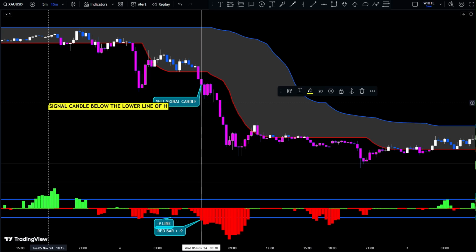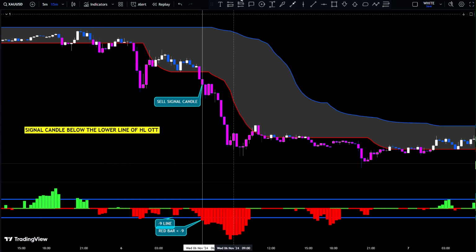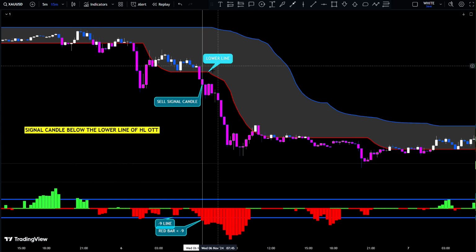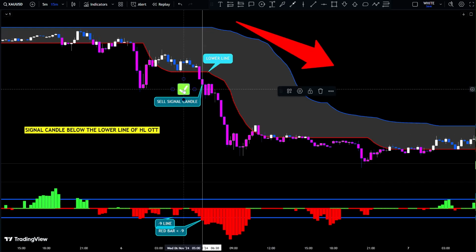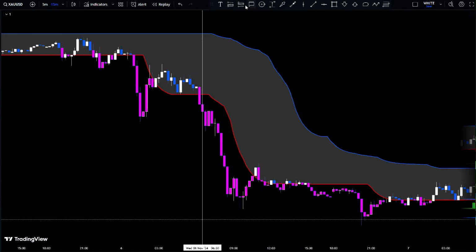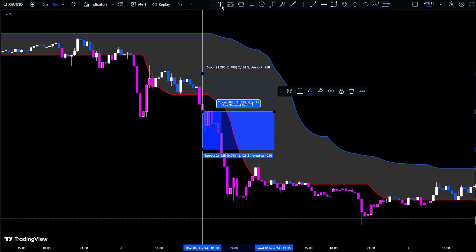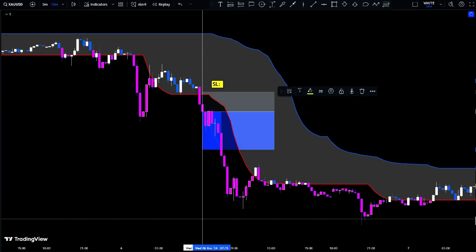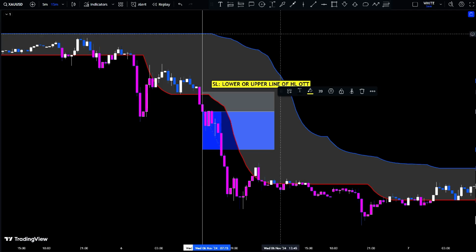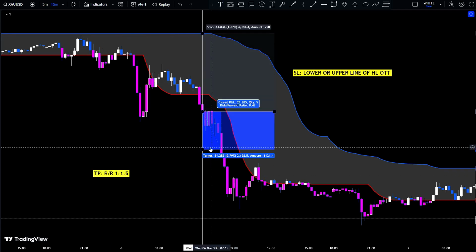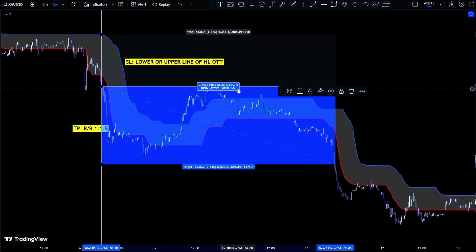If the signal candle's close price falls under the indicator's lower line, it validates the sell signal, implying a downtrend in the market. You can now open a sell position, placing your stop loss slightly above the HLOTT indicator's lower or upper line and maintaining the 1 to 1.5 risk to reward ratio for setting your target.